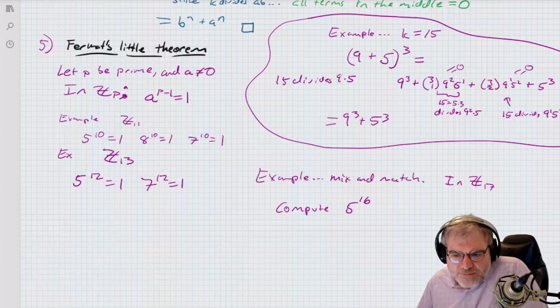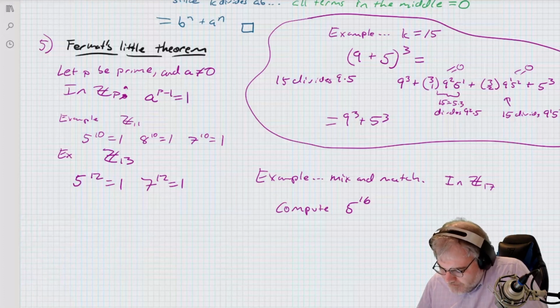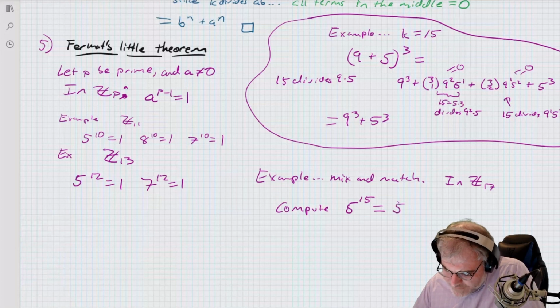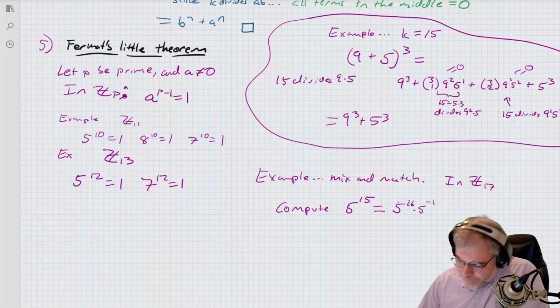I claim I can do this by figuring out what 1/5 is. Okay? 5 to the 16. Well, there are a couple things I can do. I can do 5 squared and then do another number here. But look what else I could do. 5 to the 16th is just 1. That's boring. Let's consider 5 to the 15. That's going to be the same as 5 to the 16 times 5 to the negative 1.